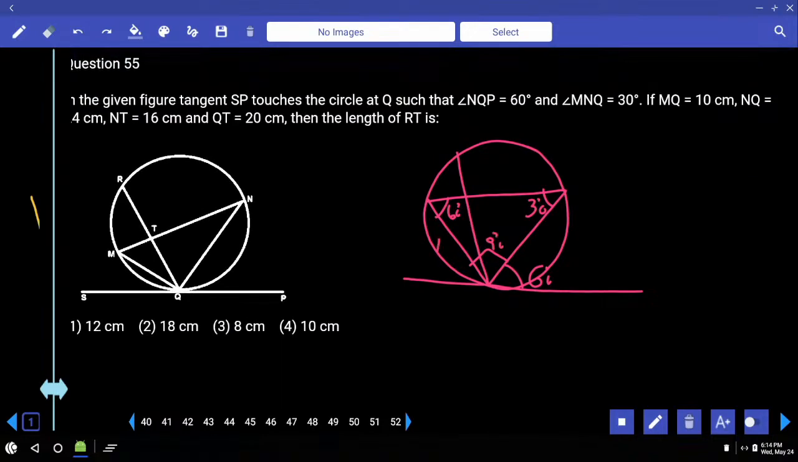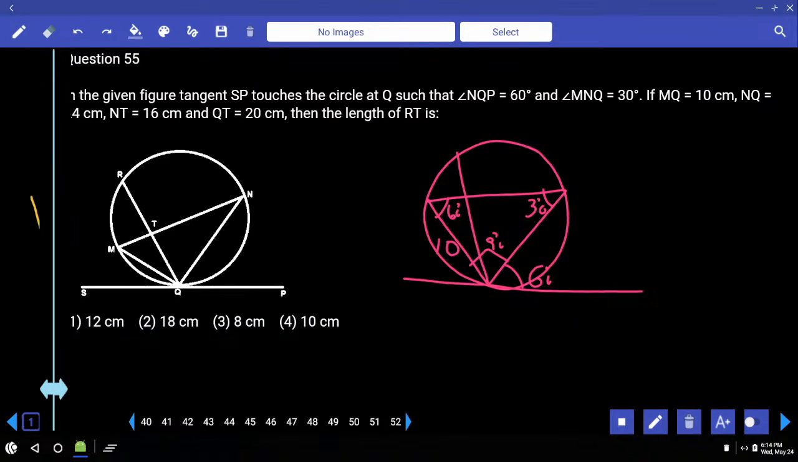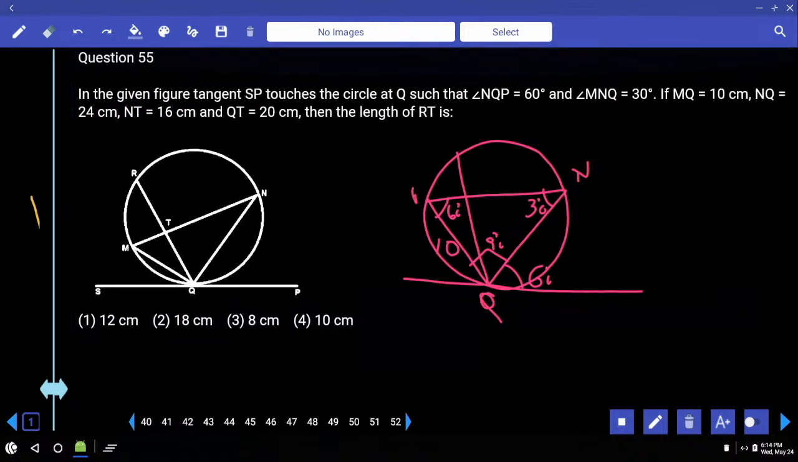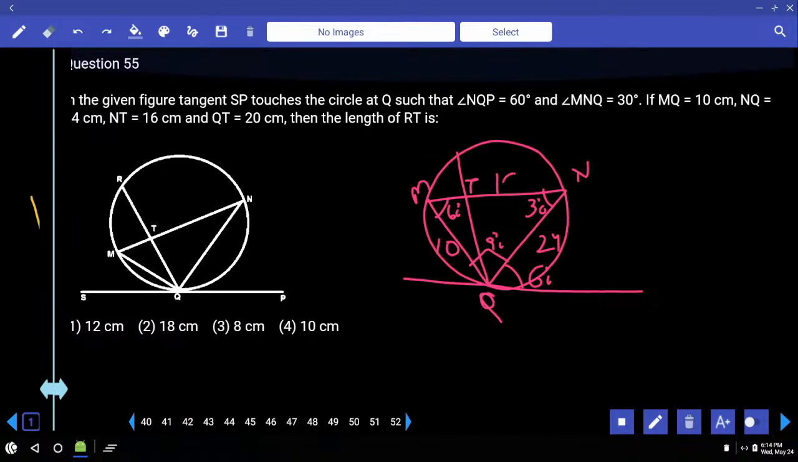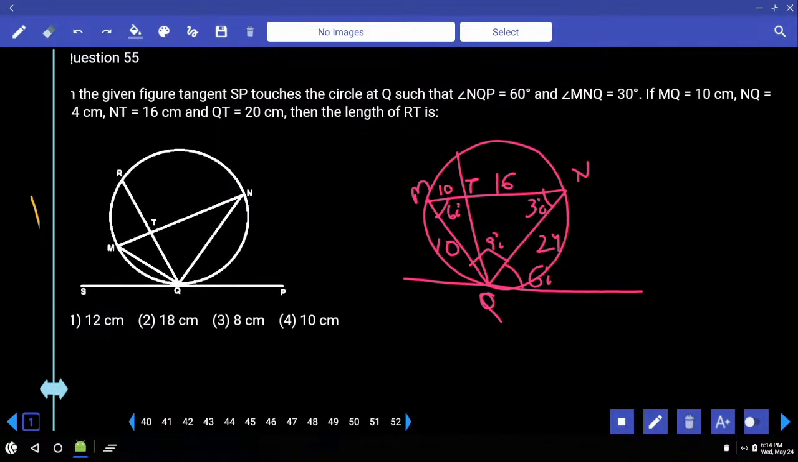It is a right angle triangle and it is 10. NQ is 24. Then MN should be... In the right angle triangle, the combination 10, 24, 26, like 5, 12, 13. So the length of MN should be 26. NT is 16. Therefore this should be 10, isn't it?